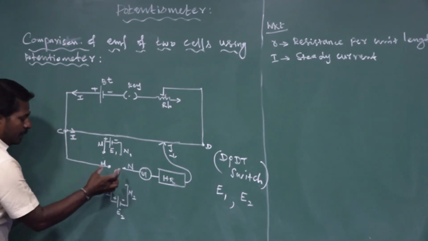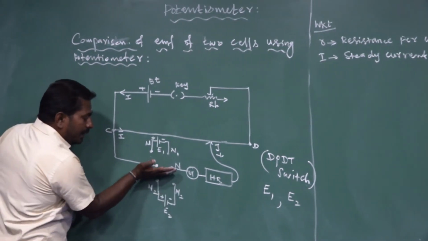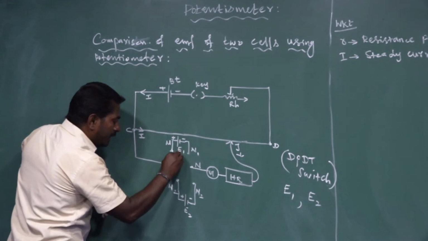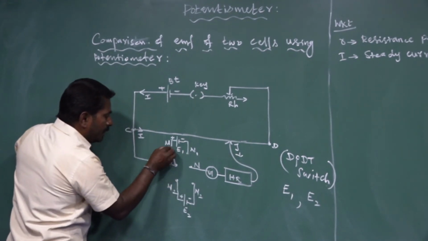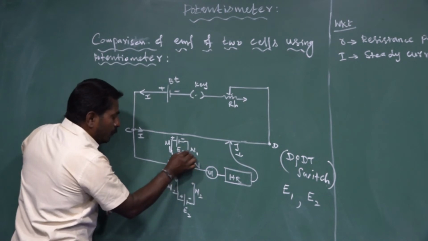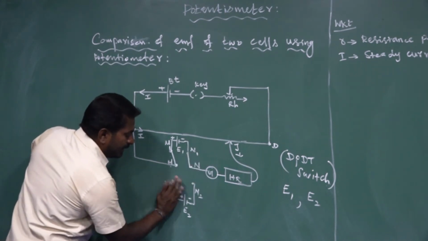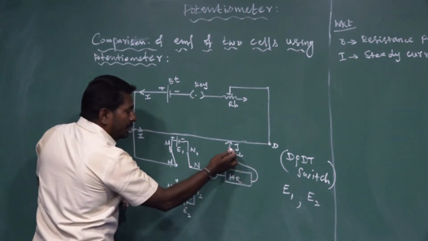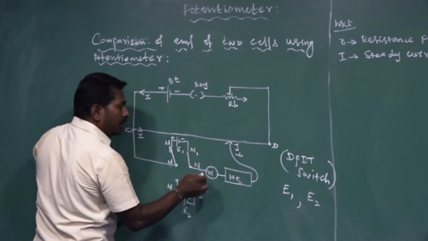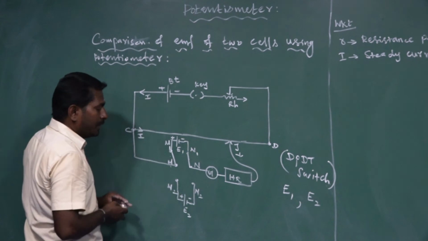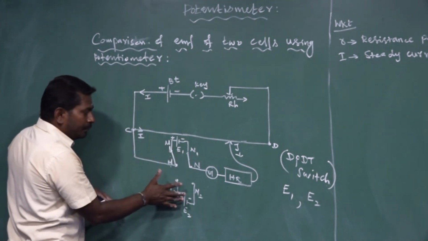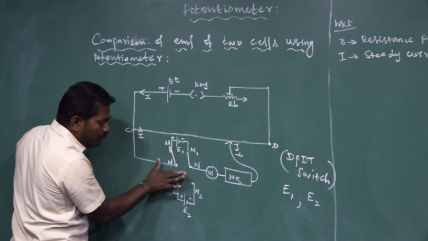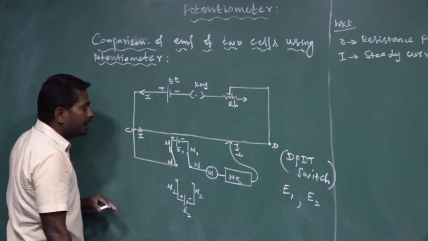Initially, the DPDT switch is pressed towards the first primary cell. Now the electrical contact is made at M, M1, N, N1, and the second primary cell is disconnected from the secondary circuit. Now the metal jockey is moved over the potentiometer wire to any point. This is the arrangement. There are two primary cells. One primary cell is included in the secondary circuit, and at that moment the second primary cell is disconnected from the secondary circuit.